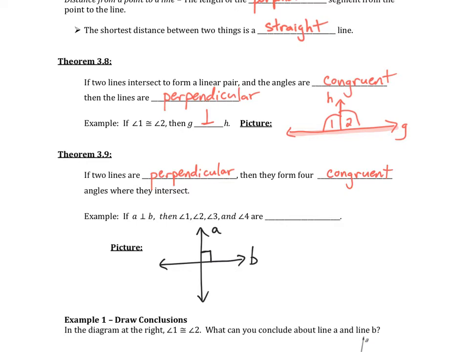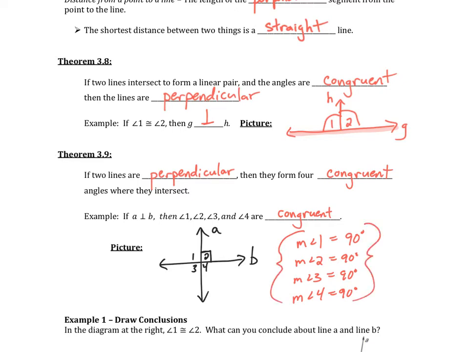we'll call these angle 1, angle 2, angle 3, and angle 4. Angle 1, 2, 3, and 4 are all congruent. Because the measure of angle 1 would equal 90 degrees, the measure of angle 2 would equal 90 degrees, the measure of angle 3 is 90 degrees, and the measure of angle 4 is 90 degrees.